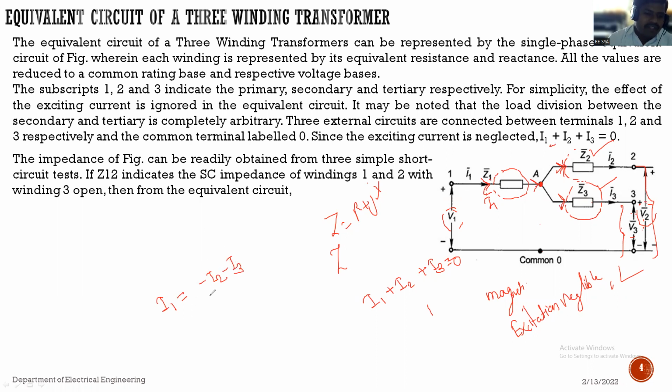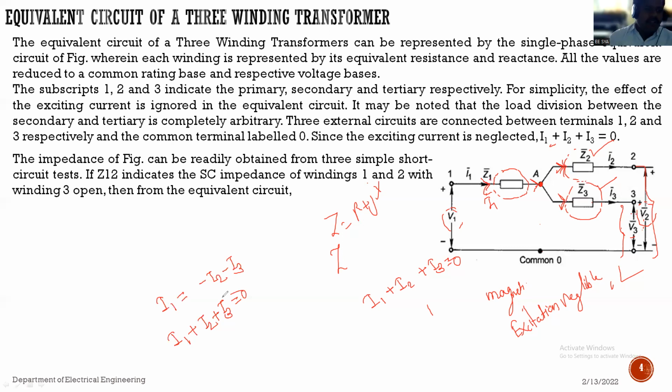So see, shifting these two terms to the left-hand side, the equation becomes I1 plus I2 plus I3 equals 0. Or the first statement, the summation of all the currents meeting at a junction point is equal to 0. That means I1 plus I2 plus I3 equals 0. What will be the sum of the three currents? It will be 0. That means balanced current is there.